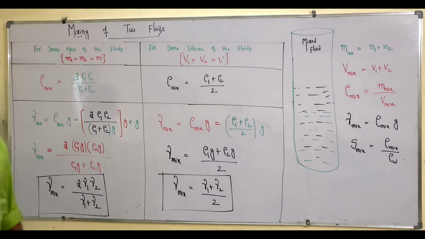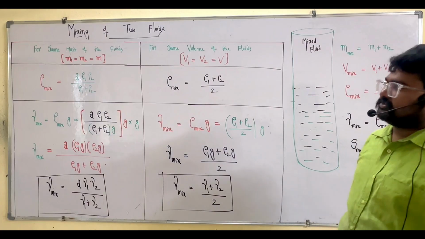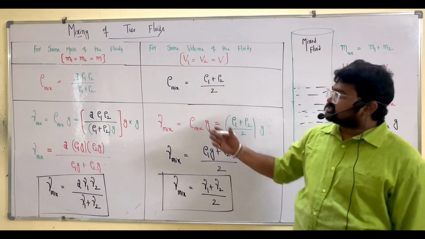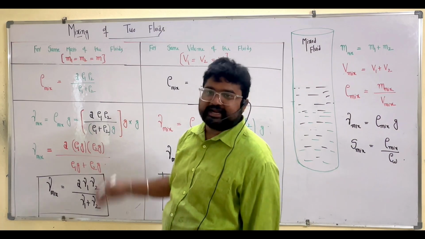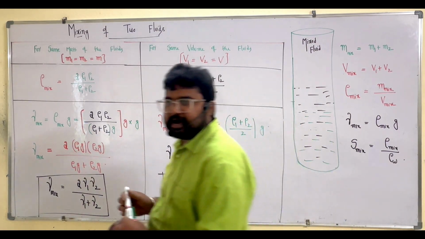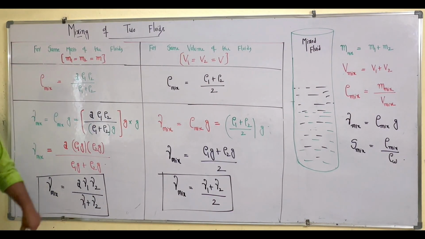Clear or not? Now this is rho mixture, gamma mixture. Okay, same mass of the fluid condition, same volume of the fluid condition. Clear? Next. 2 rho 1 rho 2 by rho 1 plus rho 2, and gamma 1 gamma 2 by gamma 1 plus gamma 2. Gamma is the weight density. Completed. Next.